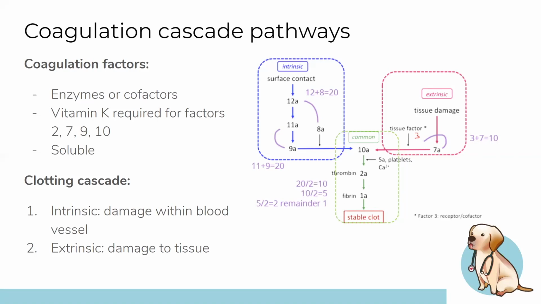So there are two pathways for your coagulation cascade, which we'll talk about a bit later, but they're basically your intrinsic and extrinsic pathway, but they both are going to end up in the same result, which is your coagulation and your stable clot. All right.